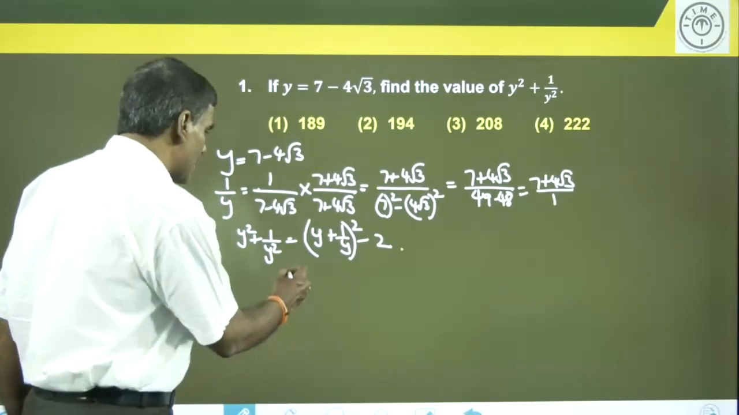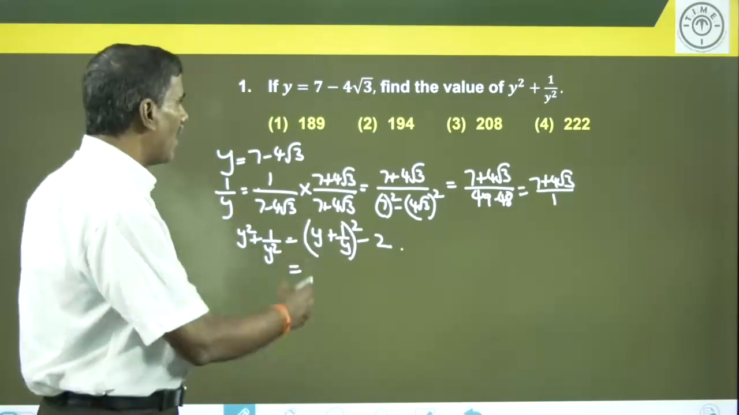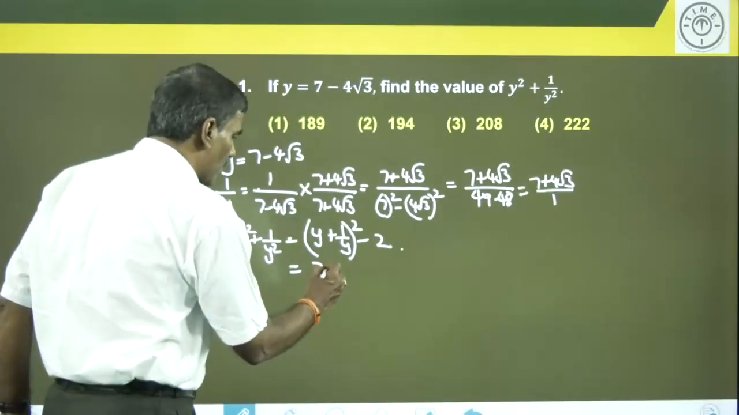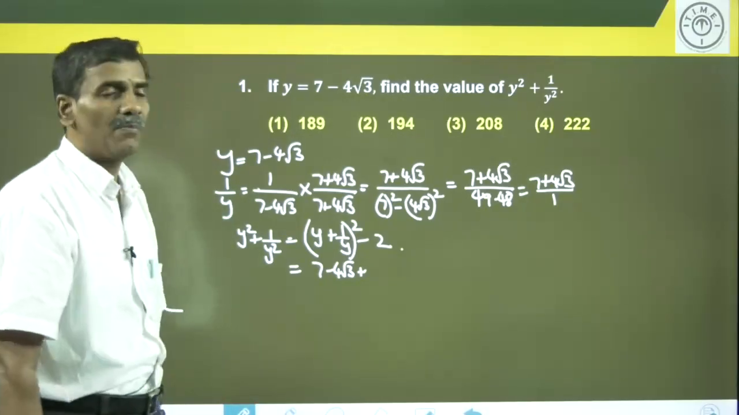So in other words, what we can say, it will become (y plus 1 by y) whole square. Y value we have it as 7 minus 4 root 3, whereas 1 by y we got it as how much? 7 plus 4 root 3.